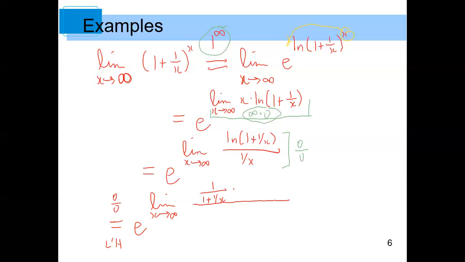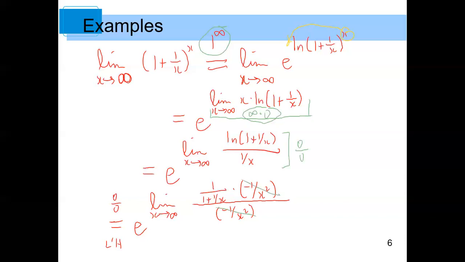What's the derivative of 1 over x? Negative x to the negative 2. You think of it as x to the minus 1. It's going to be negative x to the negative 2. Let me write that as negative 1 over x squared. And what's the derivative of the bottom? Same thing, negative 1 over x squared. So what happens to the negative 1 over x squareds? They cancel. Oh, wait, not like that. What did I just do? I just erased it. Okay, negative 1 over x squared. This and this cancel.